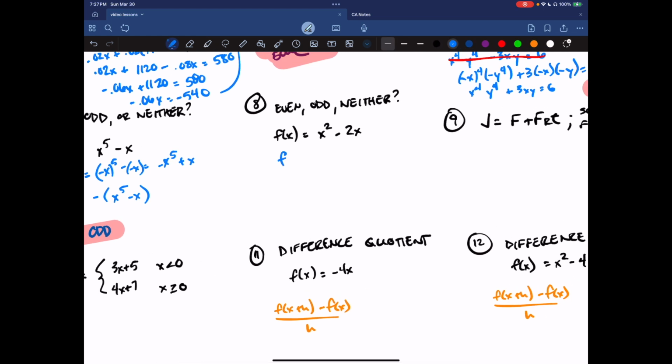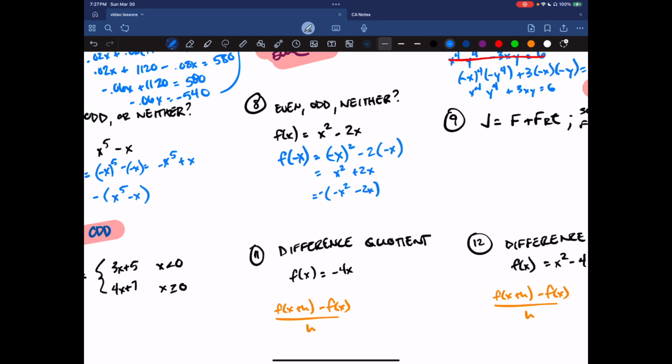Number 8, I'm going to do the same thing. The first test is to see if it's even. I'm going to plug in the negative x squared minus 2 negative x. Okay, I'm going to plug that in. That's going to be x squared plus 2x. Okay, that's not my original. So I'm going to factor out a negative and see what it gives me. That gives me negative x squared minus 2x.